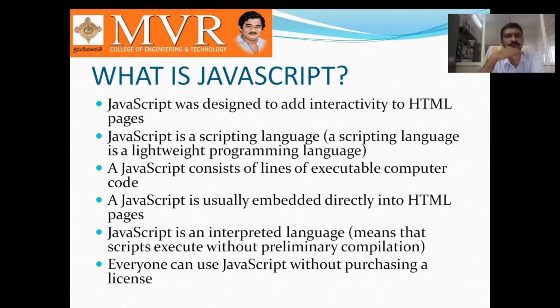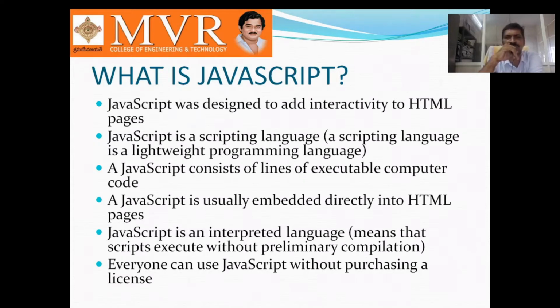Okay, JavaScript is usually embedded. What is the location of this JavaScript? In HTML pages, we will write this JavaScript. JavaScript is an interpreted language. Interpreted language means that the script executes without preliminary compilation. No compilation is required. It will execute immediately, interpreted.